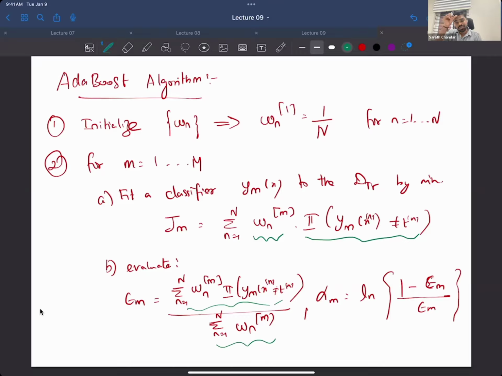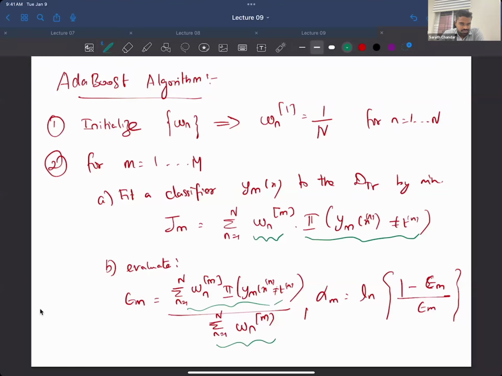So what is epsilon m then? Epsilon m is basically the ratio of the weight for the mistakes to the total weight. So in some sense, it's the error, but in the weight space. Then what is alpha m? Alpha m is basically the log odds ratio of the error versus the correct prediction of the model. So 1 minus epsilon m is going to be the weight of all the correct predictions. Epsilon m is going to be the relative weight of all the incorrect predictions.